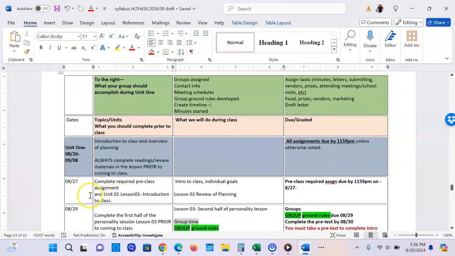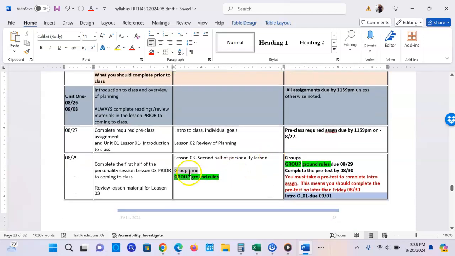Here we have this one, complete Unit 1, Lesson 1 before you come to class. When you come to class, we'll do some group work on it. And we'll go over Lesson 2. And then this tells you you have a pre-class assignment due by 11:59 on 8/27. That is not accepted late. And that says that in Blackboard. And so you can see what you need to do before class, what we're doing during class, what happens after class.